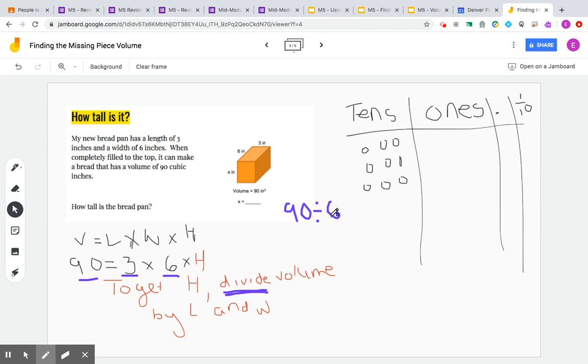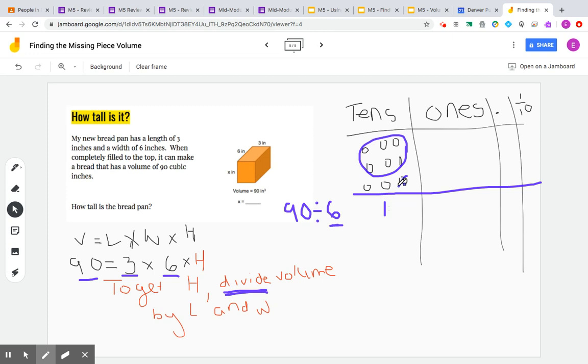You can use standard algorithm. However, some individuals prefer to use their place value chart, and that is okay. Remember, we want to make groups of 6. So how many groups of 6 can I make here? I have 1, 2, 3, 4, 5, 6. One group. I made one group in my tens place.